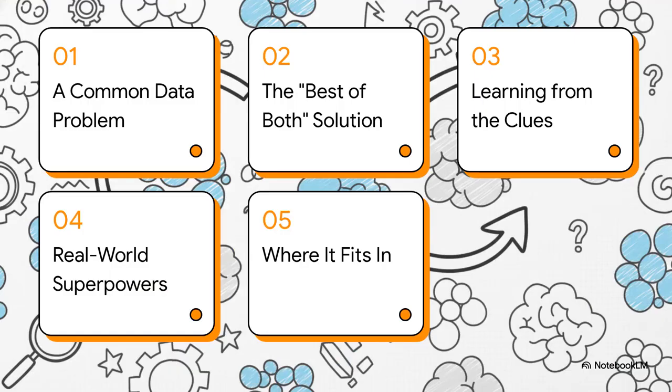So, here's our game plan. First, we'll set up a really common data problem. Then, we'll introduce the brilliant best-of-both solution. After that, we'll see how it actually learns from clues, check out its real-world superpowers, and finally, figure out where it fits in the big picture of machine learning.